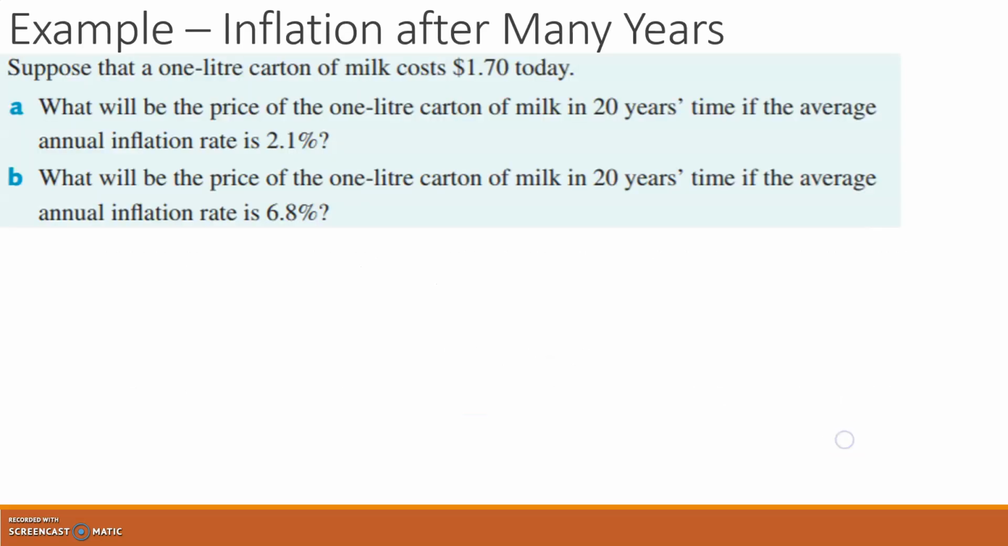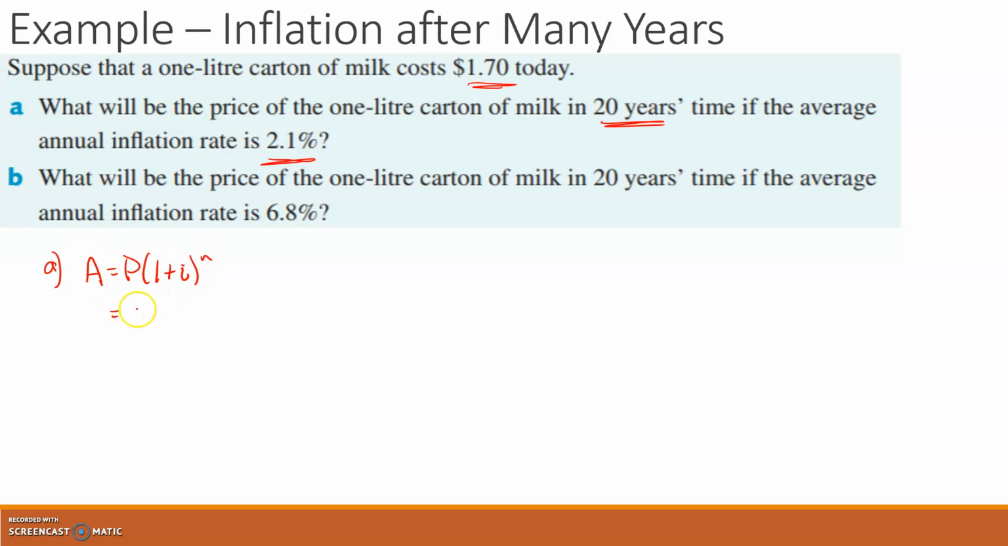So let's take a look at an example using this calculation now. So we suppose that a 1 litre carton of milk costs $1.70 today. And my first question is, what will its price be in 20 years' time if the average annual inflation rate is 2.1%? So I'm inflating many years at a time, so that means I use my compound interest formula. So let's write out the formula. A equals P outside of (1 plus i), all to the power of n.